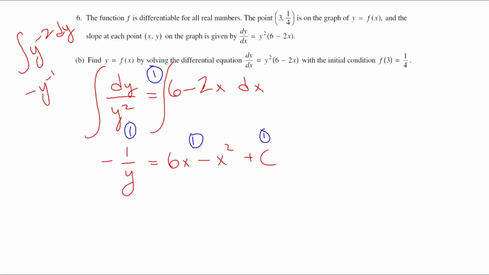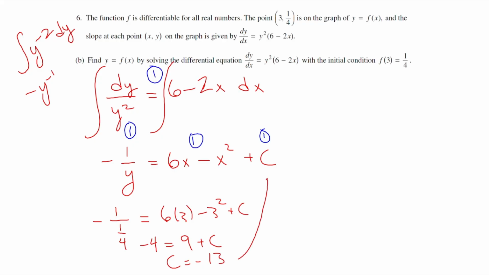And then next is to find the value of c by plugging in 3 for x and 1/4 for y. So we have negative 1 over 1/4 is equal to 6 times 3 minus 3 squared plus c. Well, negative 1 over 1/4 is negative 4. And 18 minus 9 is 9. So we have negative 4 equals 9 plus c, or c is negative 13.